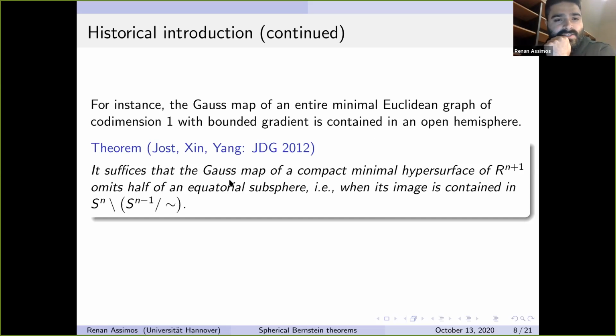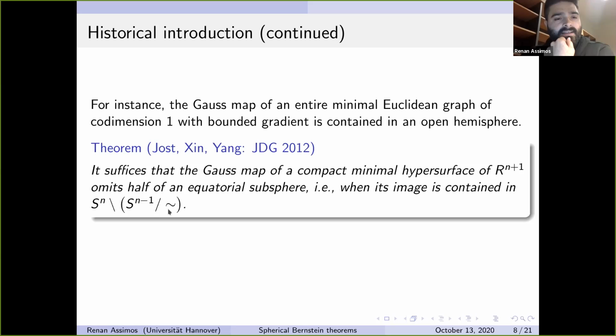But indeed, Jost and Yang said that the Gauss map would be constant. Sorry, here I made a mistake. There is no compactness here. I stated it wrong, I'm sorry. So they said, if the Gauss map of a graph is contained in Sn, removing this set, which I'm going to explain, then this Gauss map is constant.